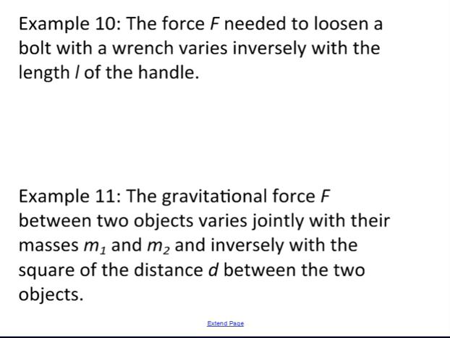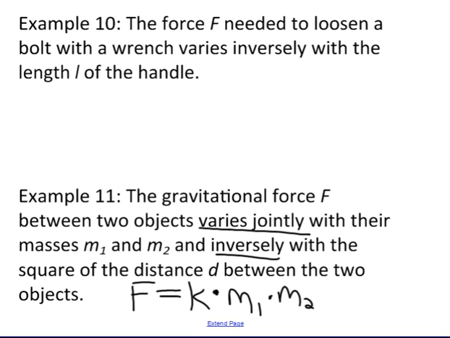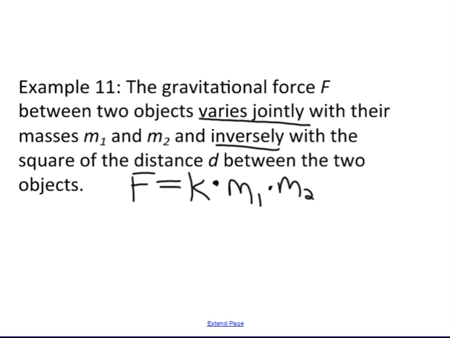Let's look at example 11. The gravitational force F between two objects varies jointly. So we know that F has to equal k times, because it's joint variation, with their masses m1 and m2, and inversely with the square of the distance between the two objects.